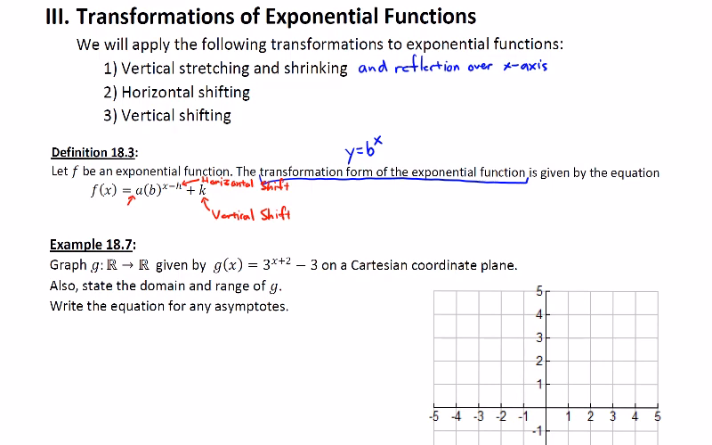And then for the letter A here, that's a multiplier. And that multiplier is going to do one of 2 things. It's either going to create a reflection if it's a negative value, or it's going to give us a vertical stretch or shrink. And I want to take a look at example 18.7 for an opportunity to be able to practice this.